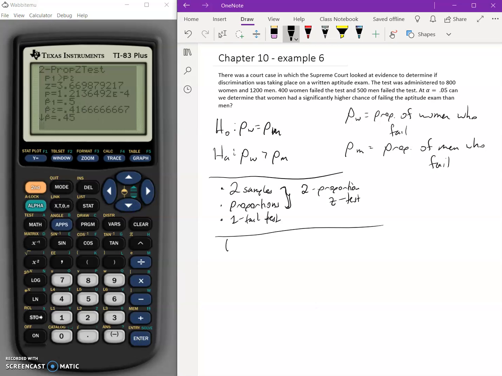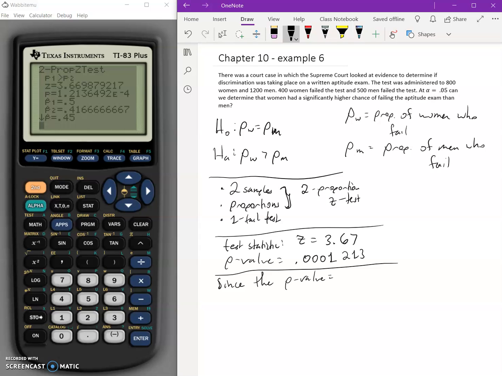Calculate this. Our test statistic is z equal to 3.67, and our p-value is equal to 0.0001213. So 3 zeros, 1, 2, 1, 3, because remember, this is just written in scientific notation. So we see now that indeed our p-value is less than the alpha value.